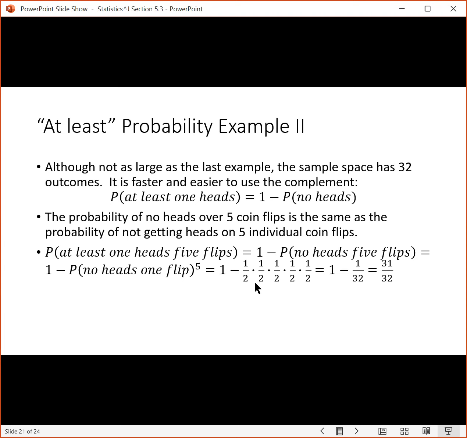Again, this is because these are independent, right? So that independent part is important. Since each coin flip is independent, we can just figure out the probability for 1 coin flip and then repeat it 5 times. And then we do the math, and we get 31 out of 32. So it is highly likely that if you flip a coin 5 times, you're going to get at least 1 heads.